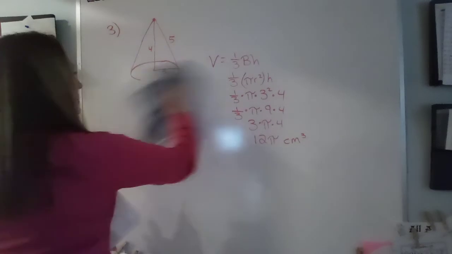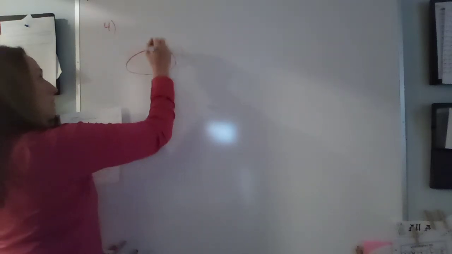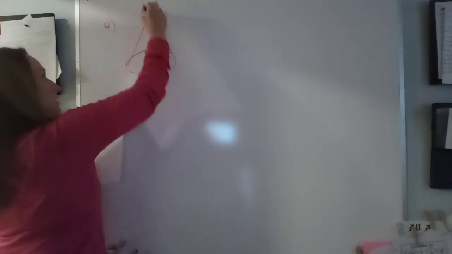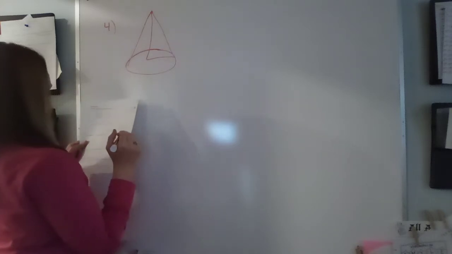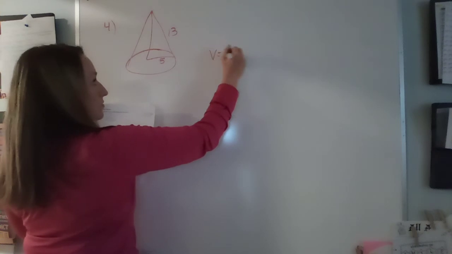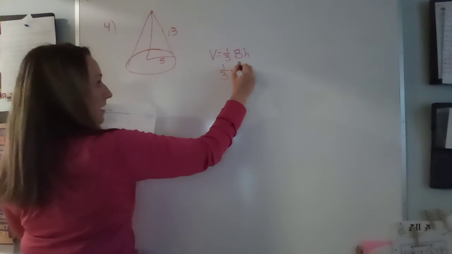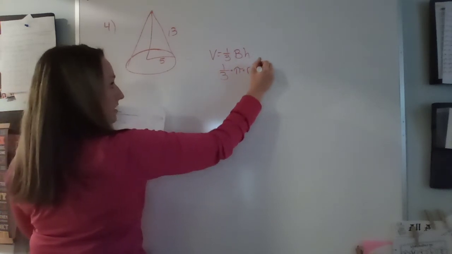Problem number 4. A right cone has a radius of 5 feet and a slant height of 13 feet. We want to find the volume. So I have a cone. It says that it has a radius of 5 and a slant height of 13. We want to find the volume, which is 1/3 BH. The base is a circle, so it's going to be pi r squared h.